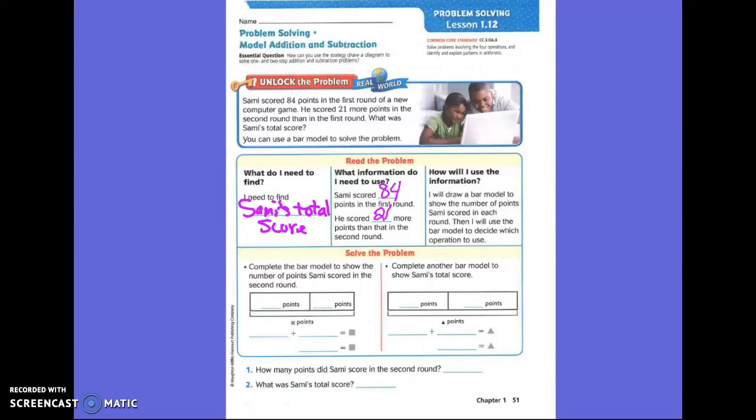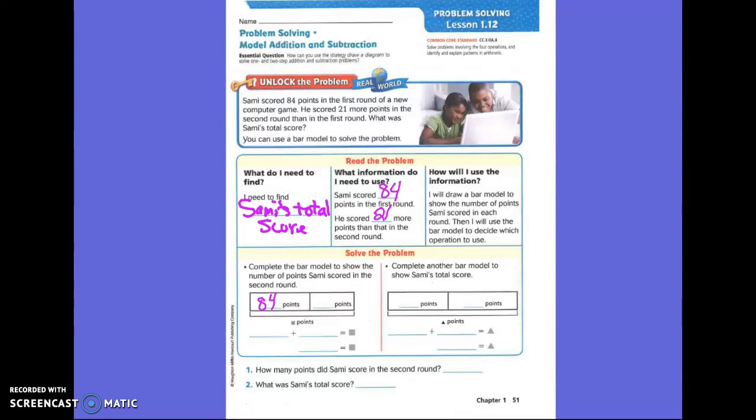First, they want you to complete the bar model to show the number of points Sammy scored in the second round. Okay, we don't know how many points he scored in the second round. We just know it was 21 more than the first. So because we know the first, that is important. Okay? So in the first round, he did 84 points, right? Okay, write that in the first bar. In the first bar, we knew he scored 84 points. And in the second round, he scored 21 more than that.